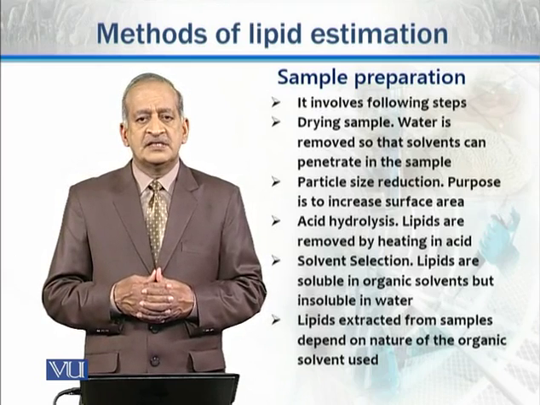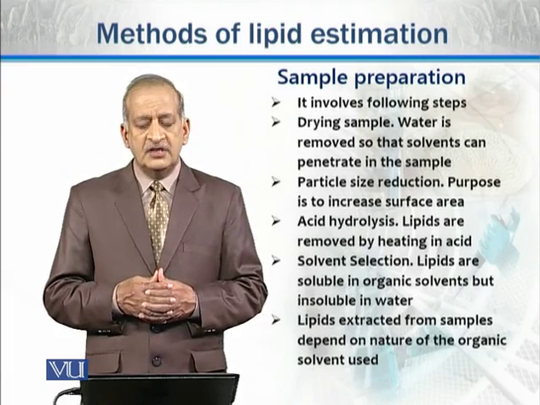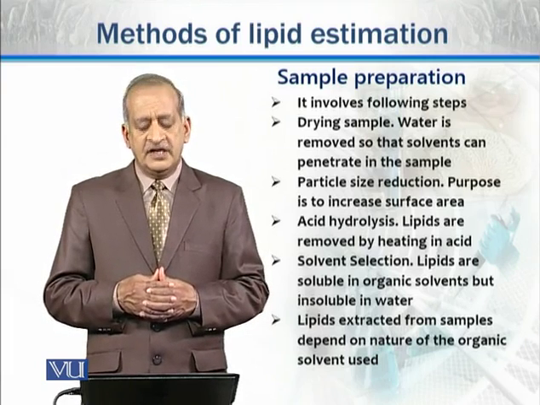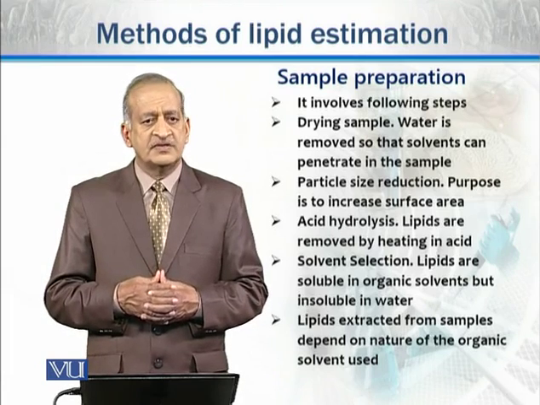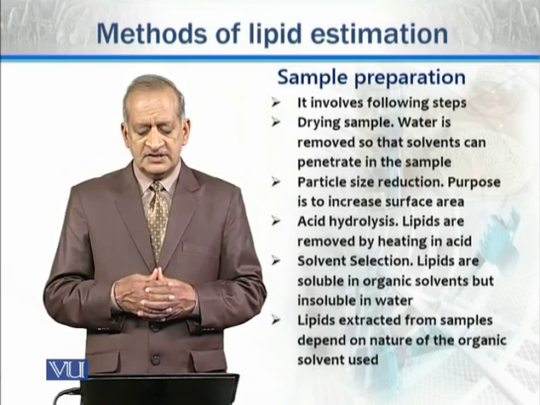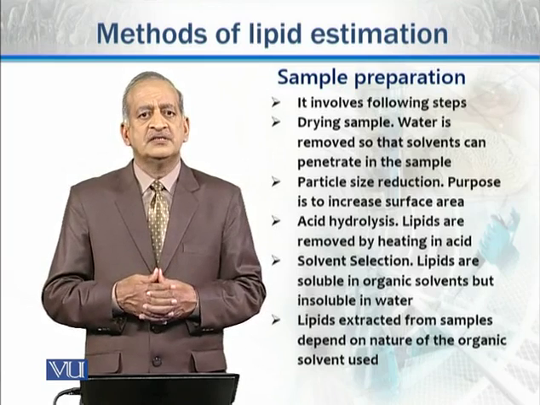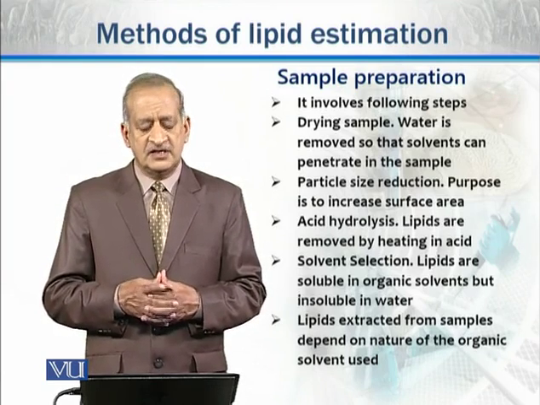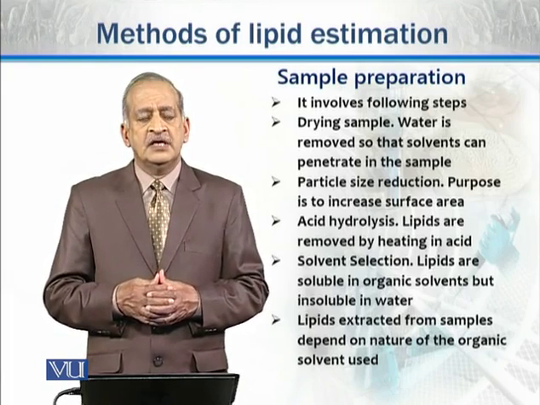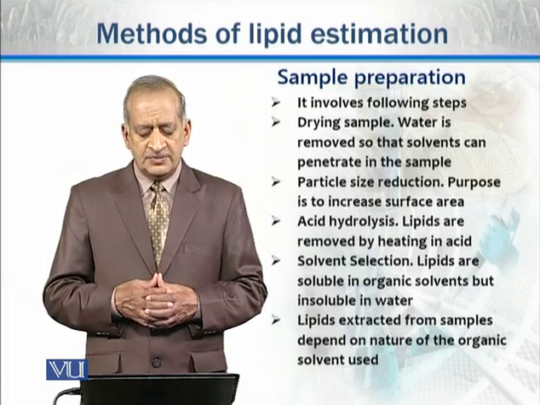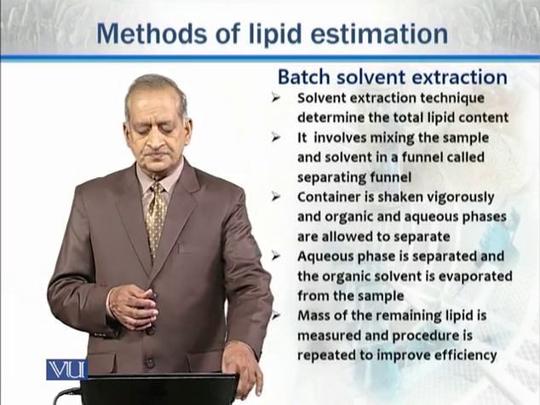Next step is acid hydrolysis. As the name indicates, lipids are removed by heating in some acid and in a proper solvent. Which type of solvent is selected? Lipids, we all know, are soluble in organic solvent, so the solvents which are selected are organic ones, while insoluble solvents are not selected. Lipids which are extracted from samples depend on the nature of the organic solvents used.